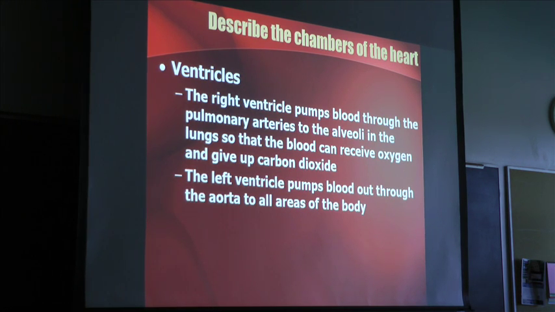So when the right ventricle contracts, it's pumping blood into the pulmonary arteries. And of course, the pulmonary arteries travel all the way to the alveoli. And that way blood can receive oxygen and give up carbon dioxide. And then the left ventricle pumps blood out through the aorta to all areas of the body. So the right ventricle is pumping into the pulmonary artery, and the left ventricle into the aorta. Write this down.